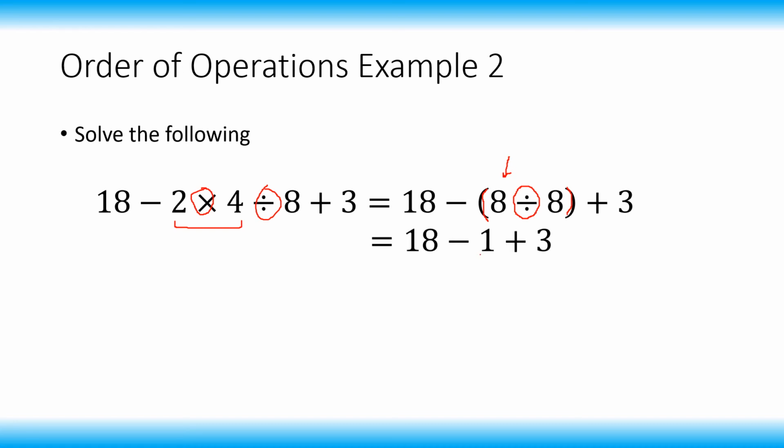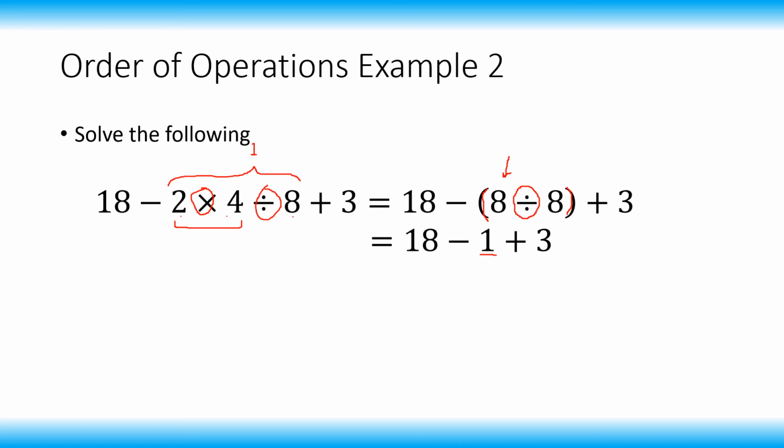So then here, this 1 comes from that division, and it's really the answer to this whole thing, right? If you do all of this in one step, 2 times 4 is 8, and 8 divided by 8 is 1. So this entire section here is just 1. So now we've got 18 minus 1 plus 3.